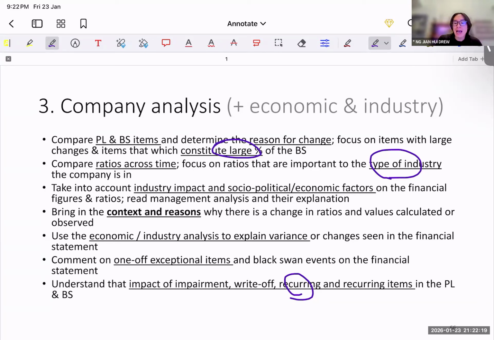So knowing the type of industry will allow you to determine why there are such changes, and maybe in another kind of industry, these fair value gains and losses might be considered non-recurring or one-off exceptional items. But for others, it might be a recurring item, like in the real estate business.